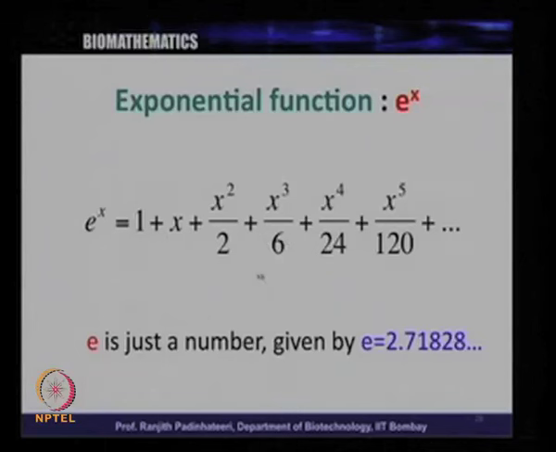Now, let us ask this question: where do we stop this series? Can we stop at x, x square, x cube? Is it correct to say that e power x is 1 plus x? Or that e power x is 1 plus x plus x square by 2? It is not correct always, but in some cases you can approximate e power x with 1 plus x and so on. Let us look at this next graph.